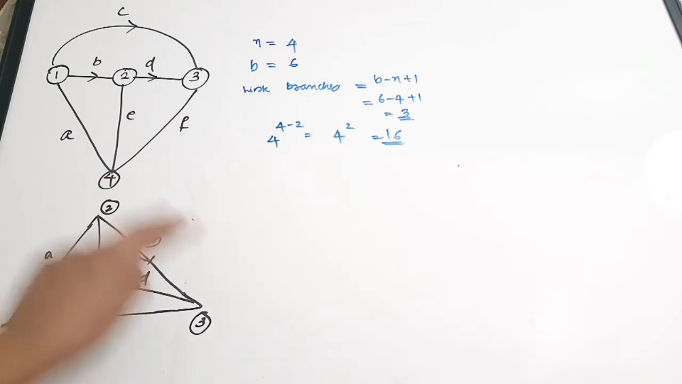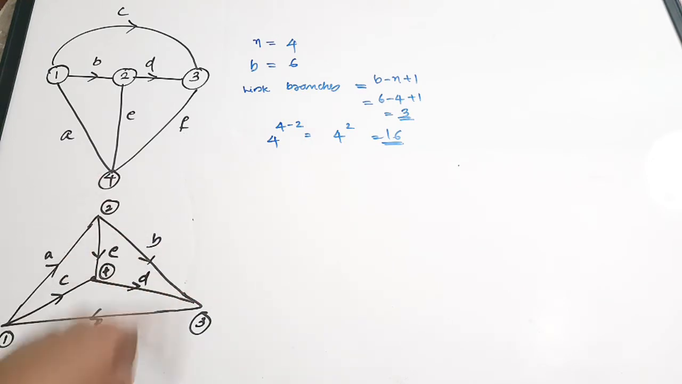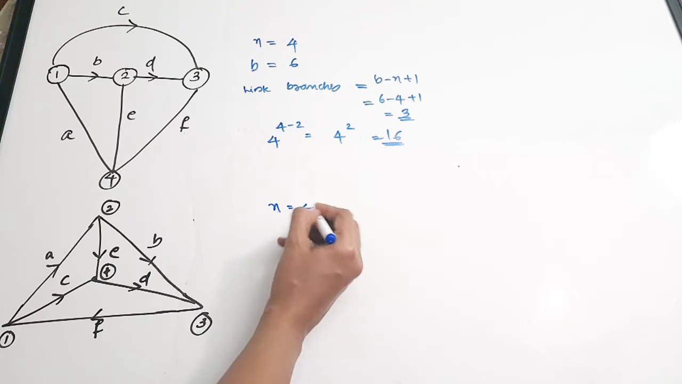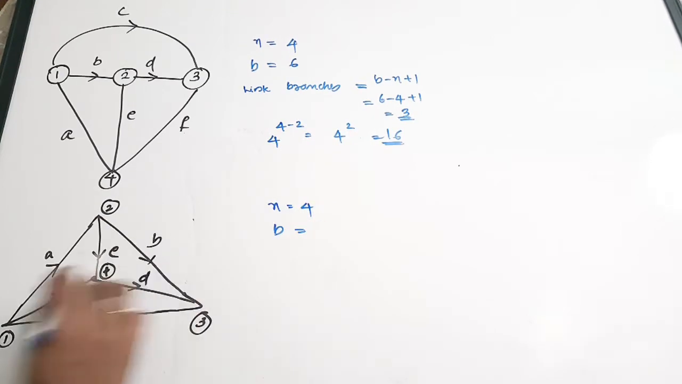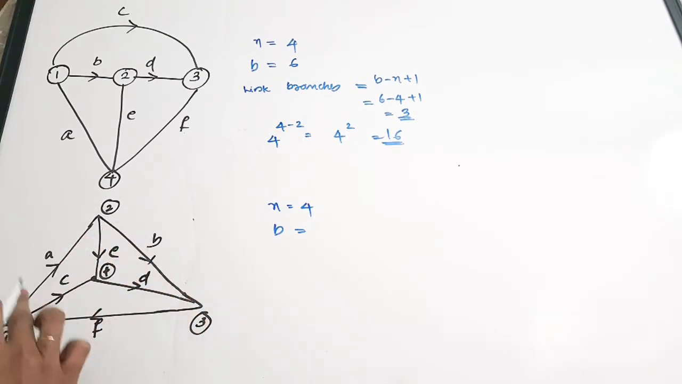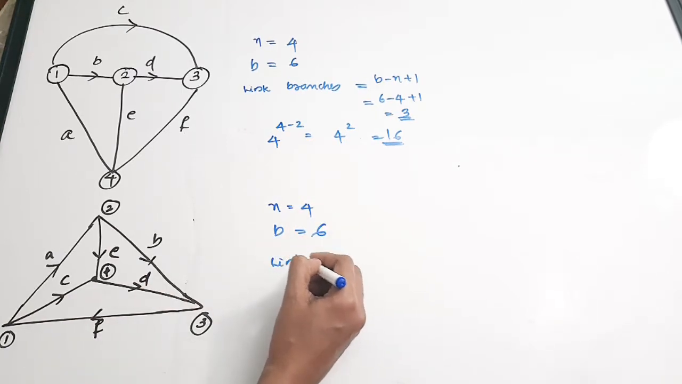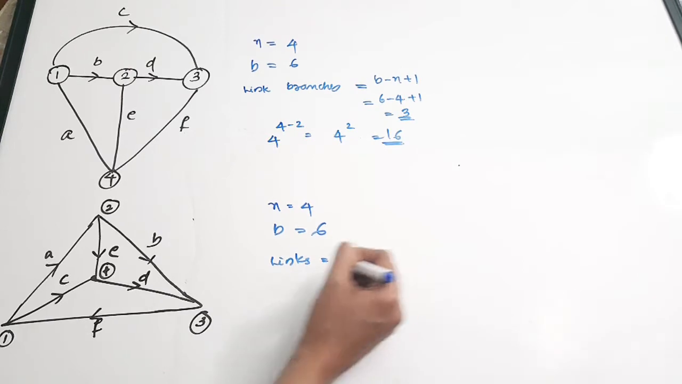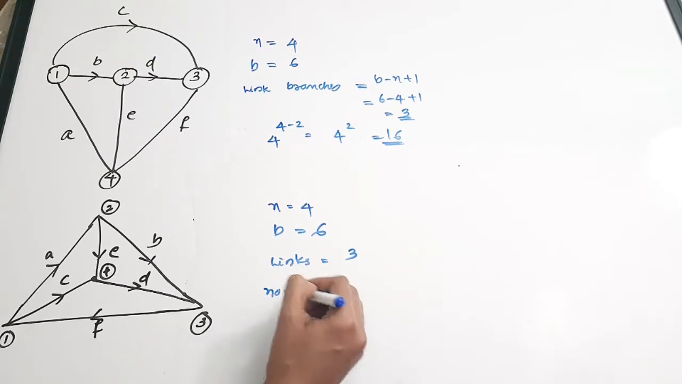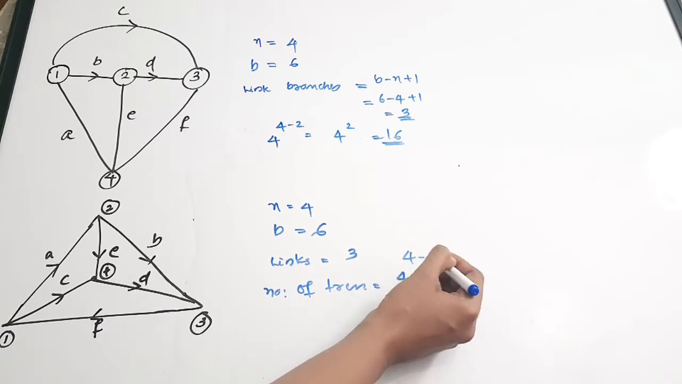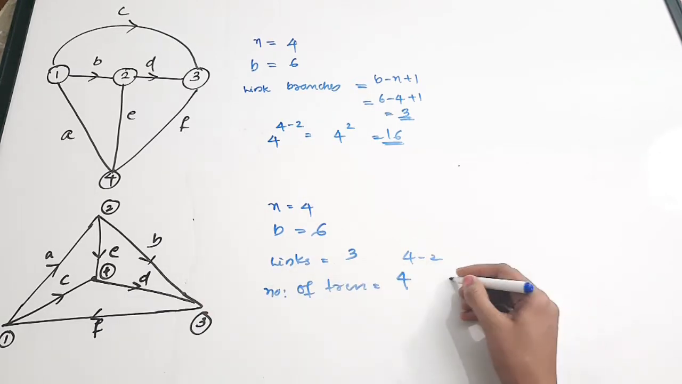Okay, now moving on to this graph here, the number of nodes is 1, 2, 3, 4. N is equal to 4. Then branches B is equal to 1, 2, 3, 4, 5, 6 again. So you'll get the link branches, or links, equal to 3 here also, and the number of trees will be 4 raised to 4 minus 2 here also. That will be equal to 16.